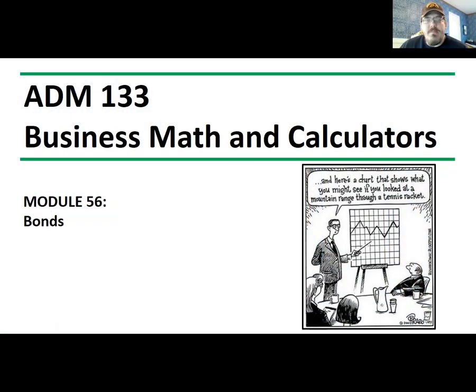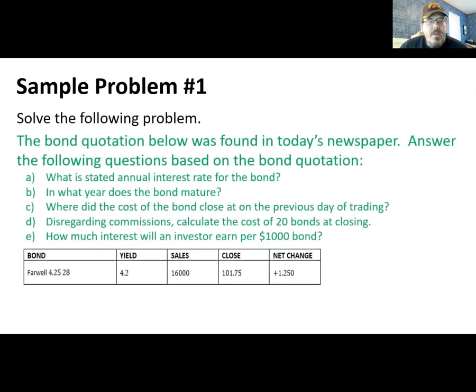All right, so here we go with some example problems associated with bonds and bond quotes. So here we go with sample problem number 1. Here we have a bond quote in the table there. And what we want to do is answer a series of questions based on the information that is found in the quotation. So the first question we want to ask is for part A, what is the stated annual interest for the bond? Now there's no calculation involved in this, it's just a matter of finding the information in the bond quote.